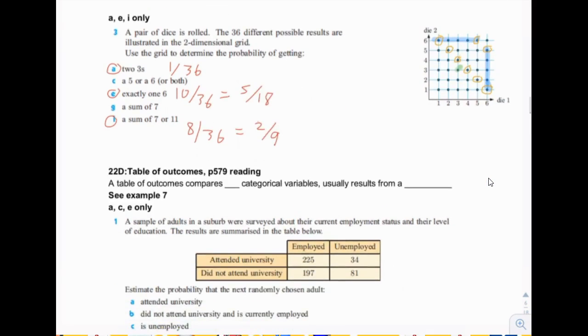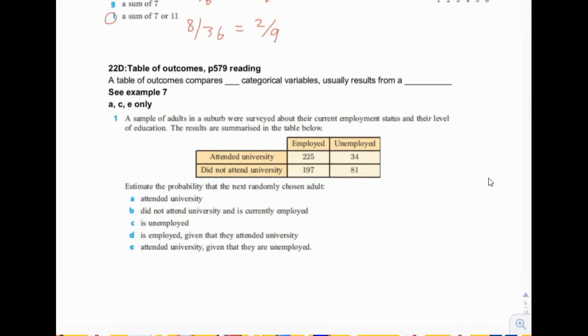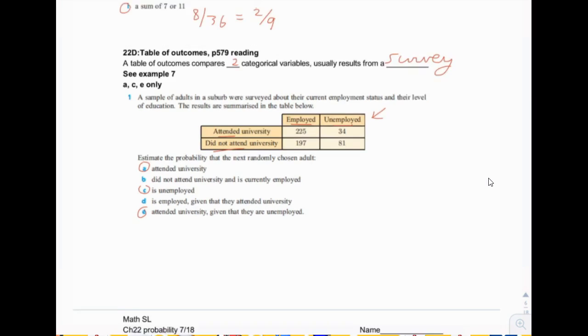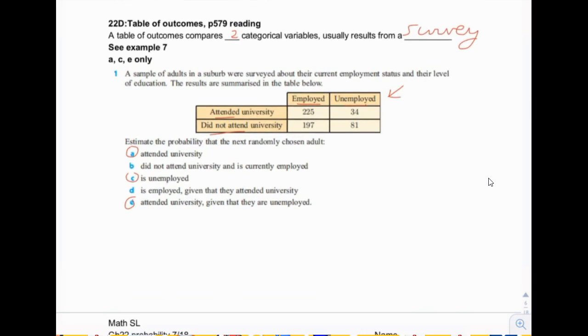Alright, 22D. A table of outcomes compares 2 categorical values, usually results from a survey. If this was math studies, this would be leading right to a chi-squared, but you guys don't do it. Okay, we're going to do A, C, and E. So a sample of adults in a suburb were surveyed about their current employment status and their level of education. The results are summarized in the table below. So attended university, did not attend, employed, unemployed. So basically they're saying, is there a relationship between your education and whether you're unemployed or not?